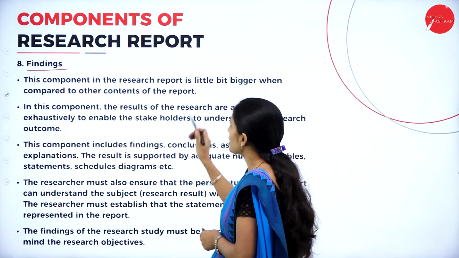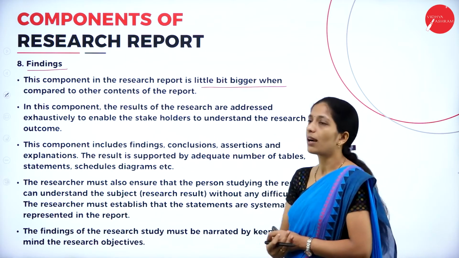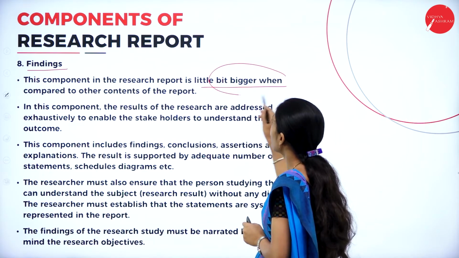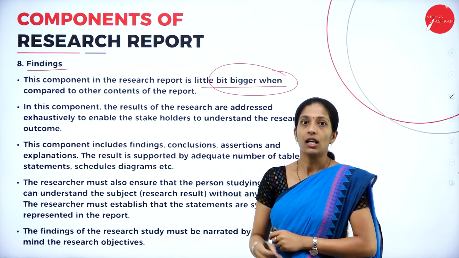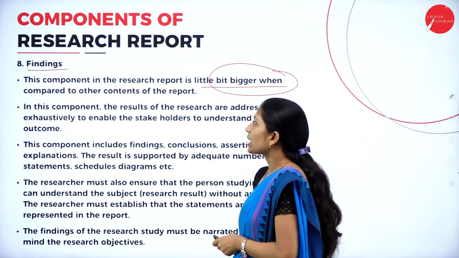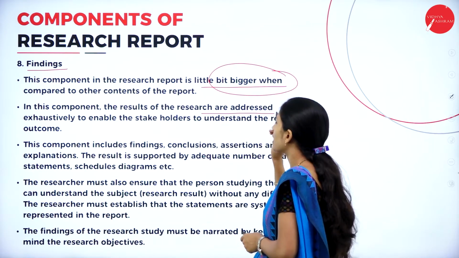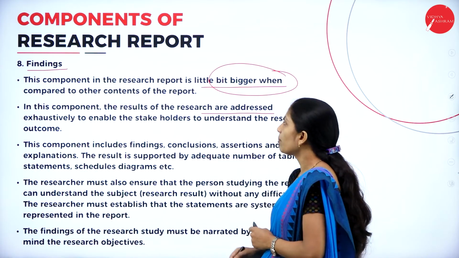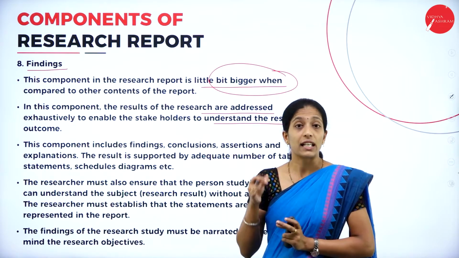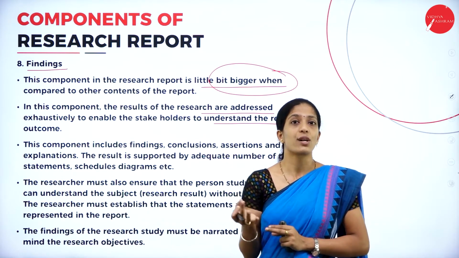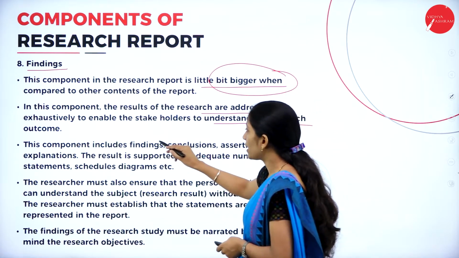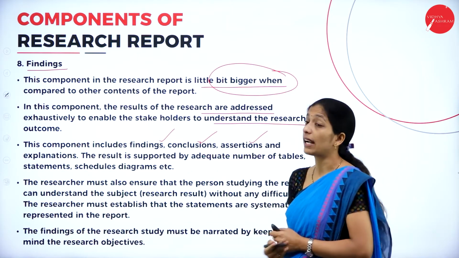So, this component in the research report is a little bit bigger when compared to other contents of the report. As I have already told you, this is an important part of your research activity. So, what the researcher has actually found out about that particular topic. In this component, the results of the research are addressed exhaustively to enable the stakeholder to understand the research outcome. So, findings is nothing but the research outcome, the result we have got from the research activity. This component includes findings, conclusions, assertions and explanations.